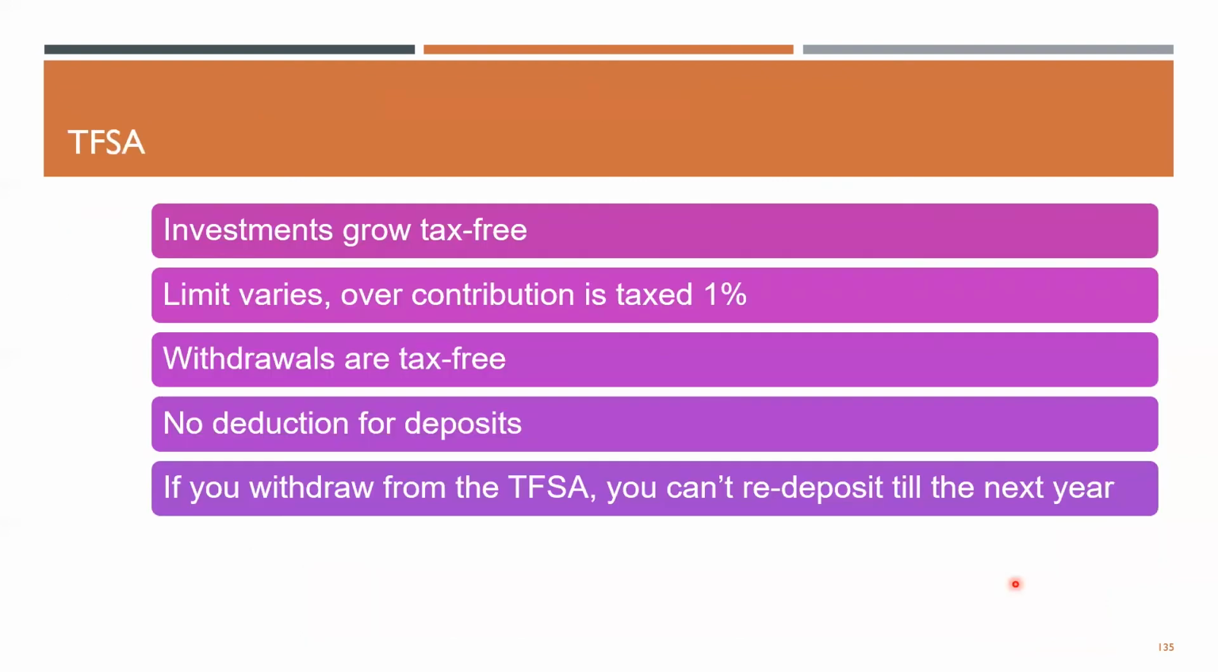So investments grow tax-free, and if you over-contribute, again, same as RSP, there's a 1% penalty per month or 12% per year. Withdrawals you take out, whether it's your money or the growth, are tax-free. There's no deduction for deposits, and if you withdraw from the TFSA, you cannot redeposit till the next year. So if you put in 5,000 and your room was 5,000 and you take out 5,000, you cannot put that back in until the next year. And then you can also put in the amount for the next year.